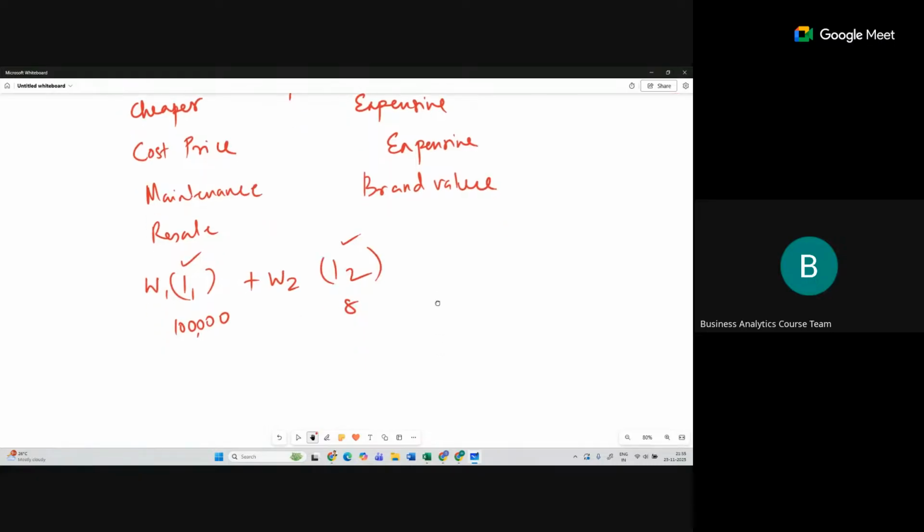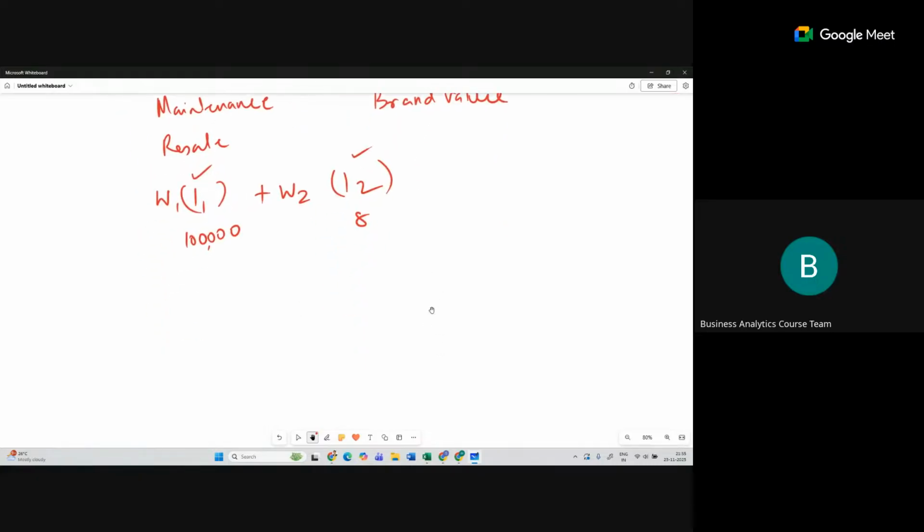So solution, we are solving a DEA problem. We are using linear programming method where we want to identify the optimal weights of inputs and outputs. Is it fine?